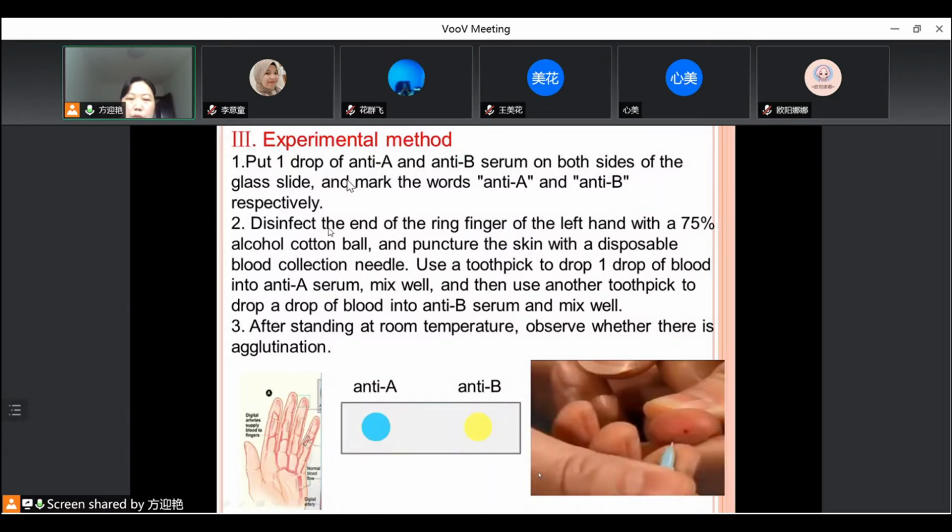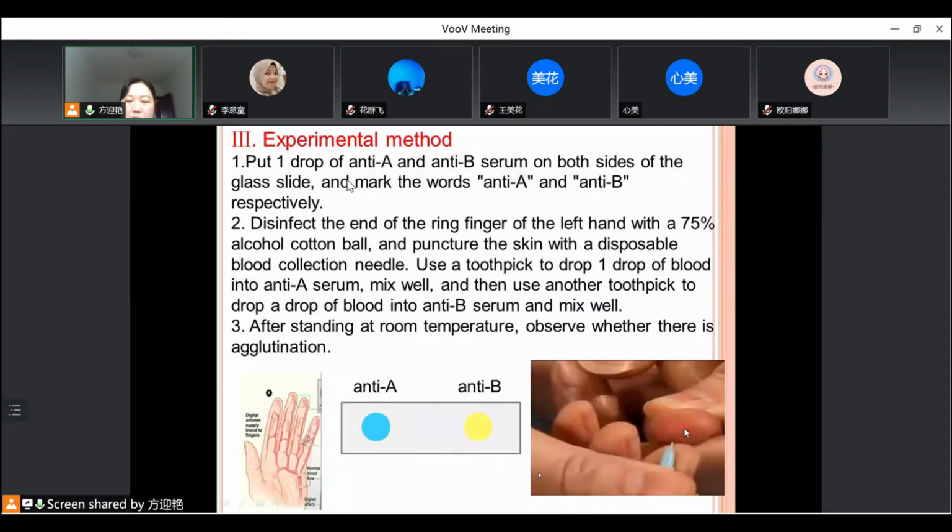Also, we define the ring finger. We can see here the ring finger of the left hand, which we disinfect with 75% alcohol cotton. We usually use the ring finger because it causes only a small damage when we puncture the skin to draw blood.